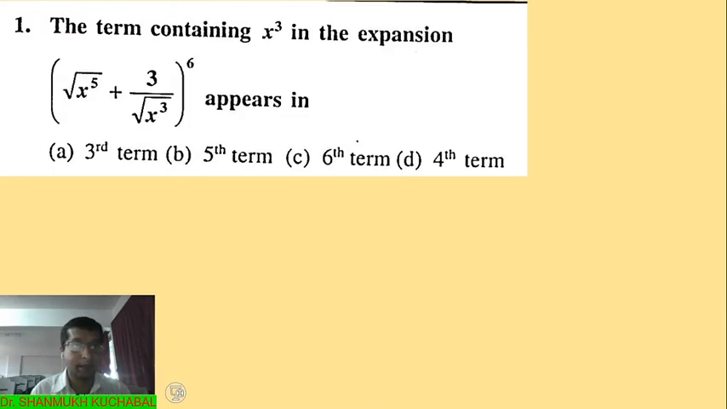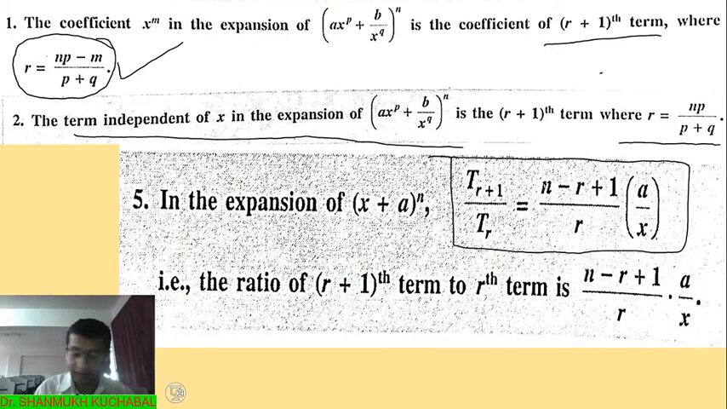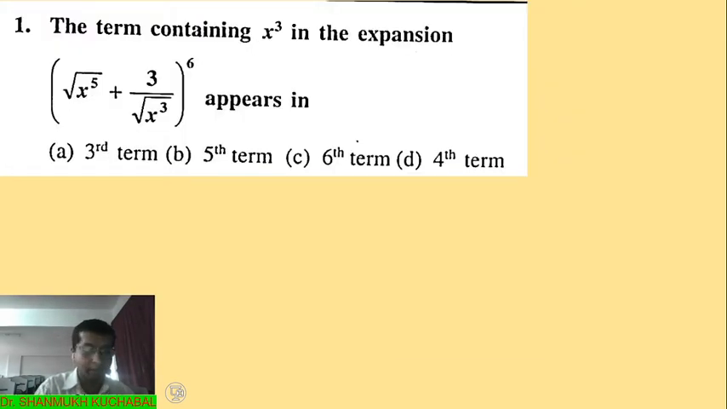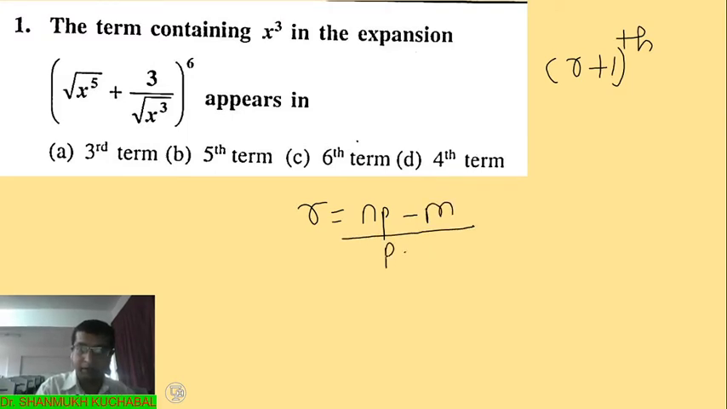First example: the term containing x^m in the expansion of (√x^5 + 3/√x^3) appears in, that is, we have to identify whether it is the third term, fifth term, sixth or fourth term. For this we use the (r+1)th term. The expression for r is r = (np - m)/(p + q).